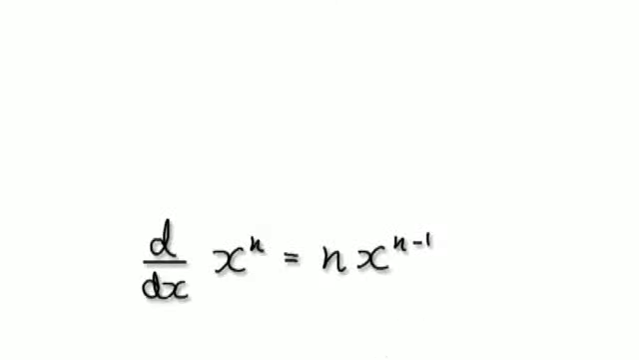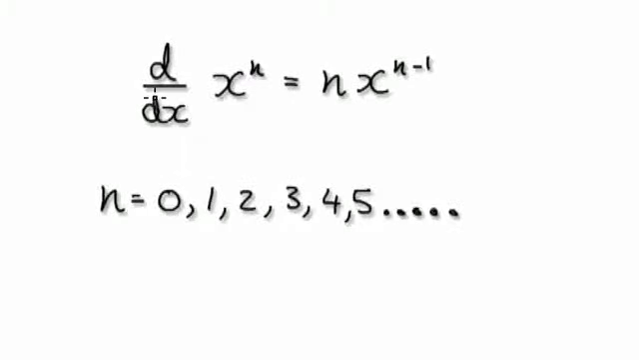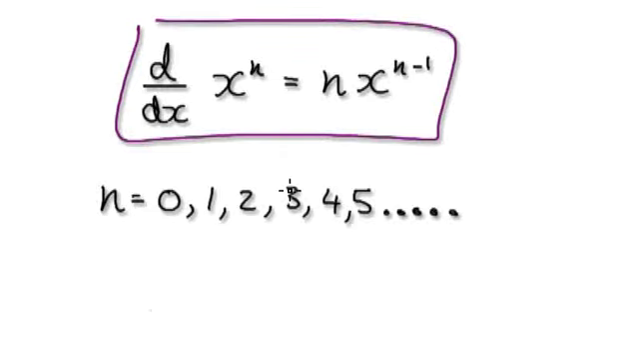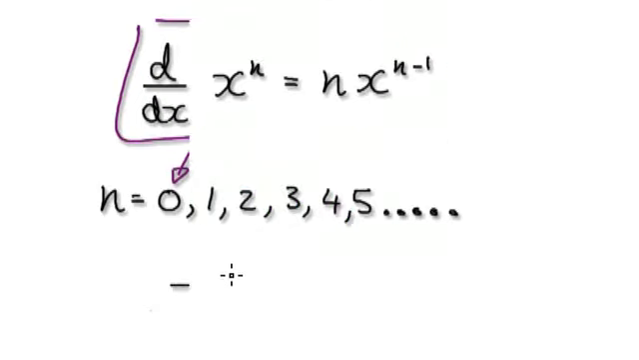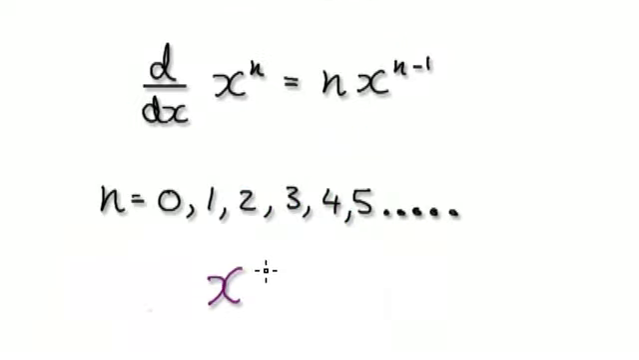Following on from the previous video, we've established that this here will work when n is a positive whole number, like 1, 2, 3, 4, 5, and so on. And it even works when n equals 0. In this video, we're going to consider when n is negative. So, for example, x to the power of minus, let's say, 5, or x to the power of minus 6.